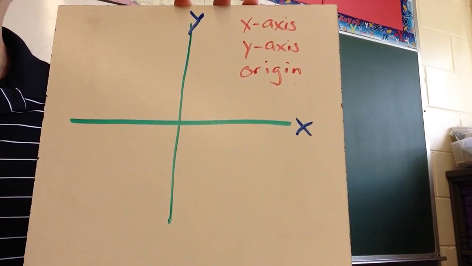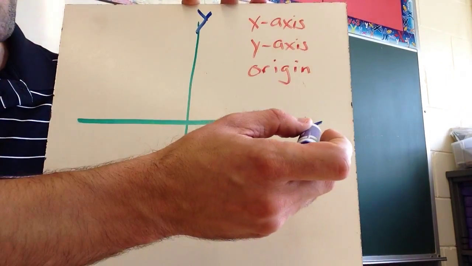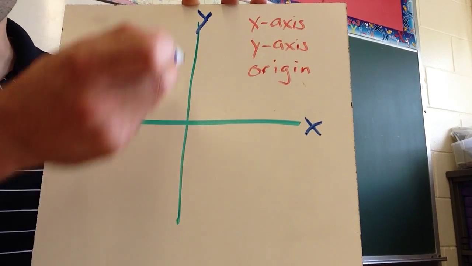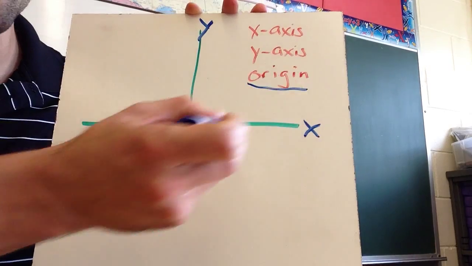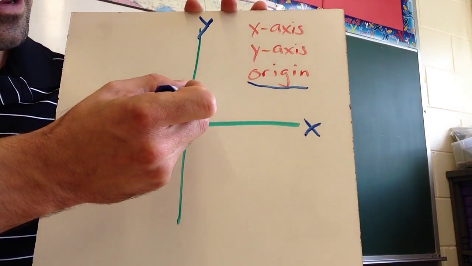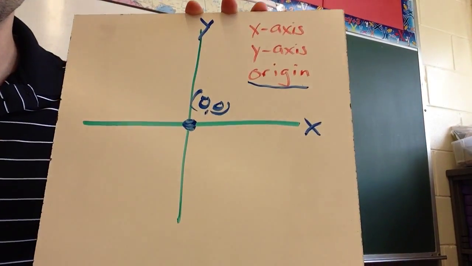Keep in mind that an ordered pair is a point on a graph that has two values, an x value, which represents its horizontal, and its y value, which represents its vertical. The origin is this point here, where the two axes intersect, and that point is 0, 0.